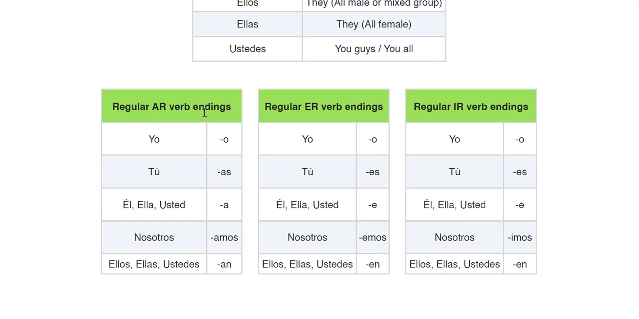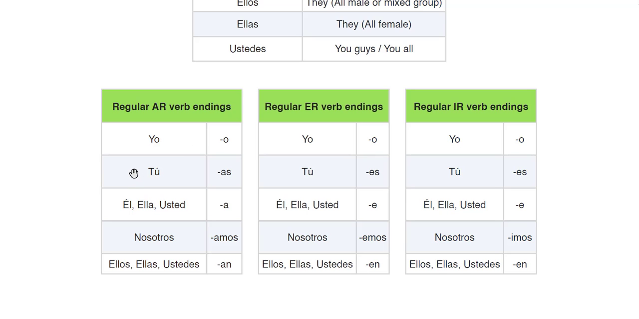Regular AR verbs. So if I look in the dictionary and I see a verb that ends in AR, this is how I will use that AR verb. Okay? So if I want to say that I do whatever that AR verb is or happens to be, I'm going to remove the AR and I'm going to replace the AR at the end of that verb with an O. By doing that, by removing the AR and putting an O in its place, then I am saying that I do whatever that verb happens to be.